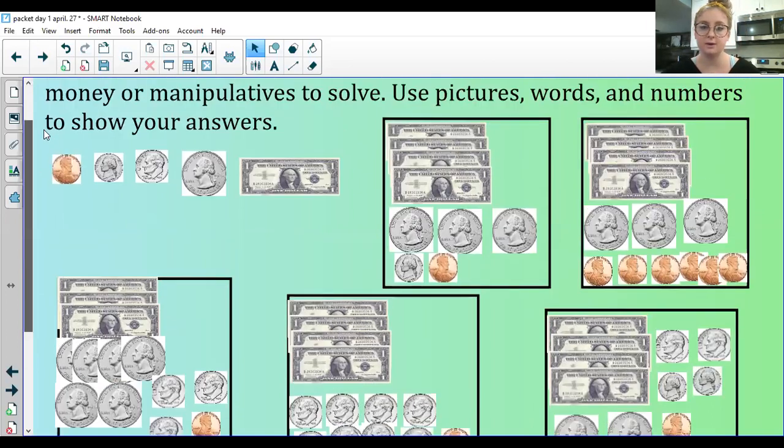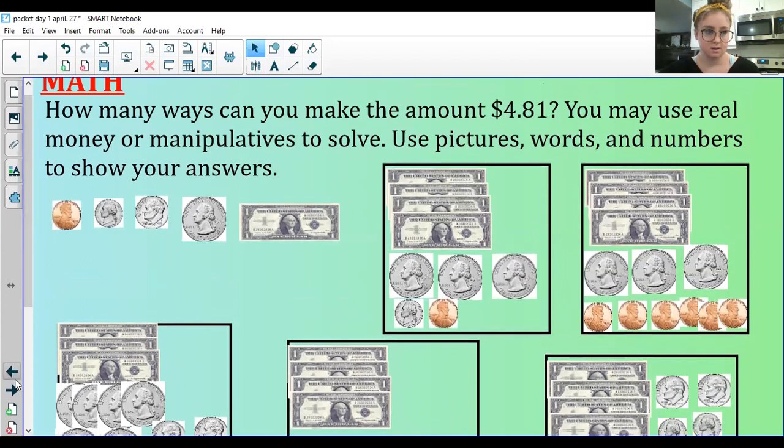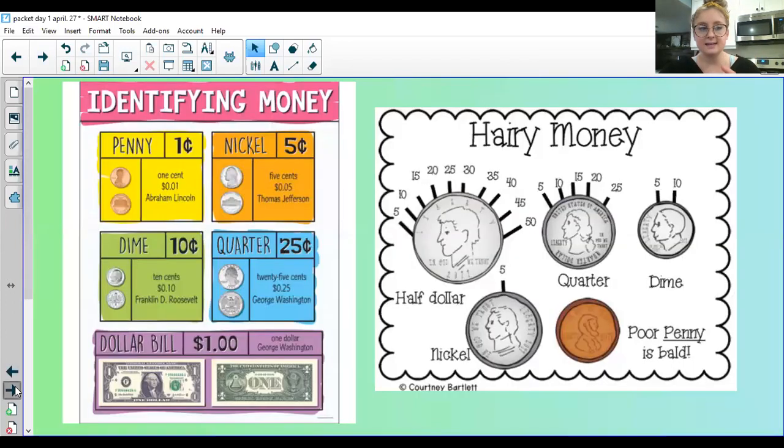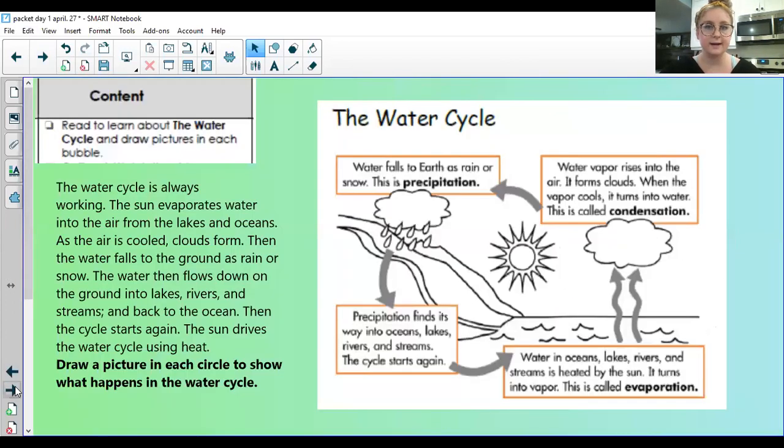Remember, it's okay if you got a different answer than me. All right, friends, last activity. Hope you're ready for it. Content. So content is now going to be new stuff. So you really need to make sure you're paying attention. It says read to learn about the water cycle and draw pictures in each bubble. So we have a picture of the water cycle and a little blurb of information.